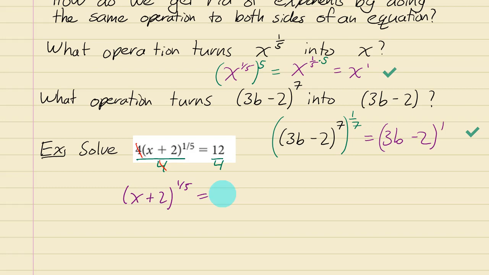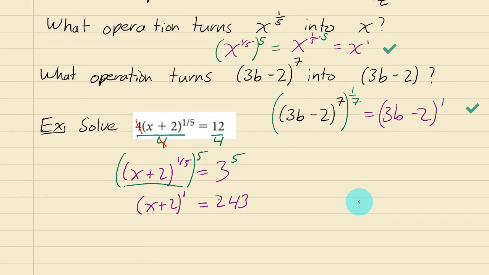And then 12 divided by 4 is 3. And then that now, if you just raise that to the power 5, you only have one factor over here, and you just end up getting x plus 2 to the power 1, also known as x plus 2. And of course, I need to do it on the other side as well. And 3 to the power 5 is 243. So this just gives you x plus 2 equals 243. You can subtract 2 from both sides and get x equals 241.